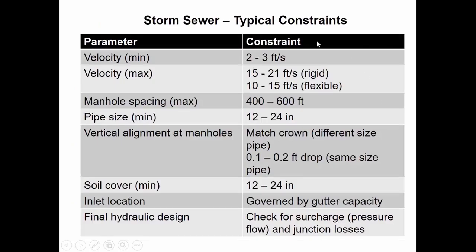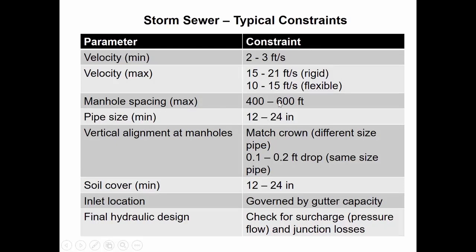Okay, so here are some typical rules of thumb that you have to be aware of, that depending on the material type, the minimum velocity that would keep debris suspended is between 2 and 3 feet per second. Maximum velocity, depending on if it's a plastic pipe or a metal pipe.